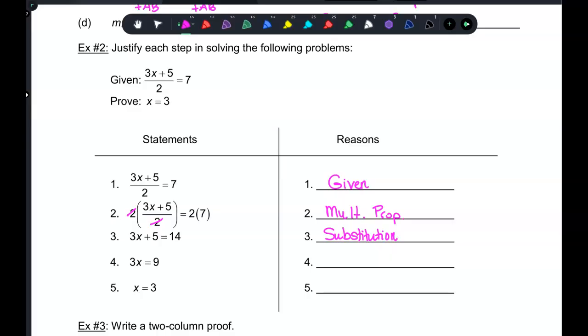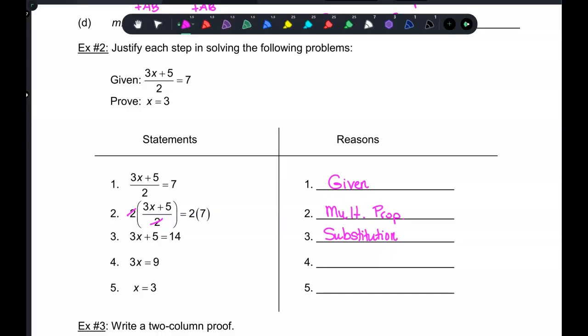Again, it's like we haven't changed. Notice this 7 here became 2 times 7. I changed the actual value of it. But 2 times 7 to 14, I didn't change the value. I just replaced it with something equivalent. Aaron, why is it not subtraction? What would I have subtracted? That's going to be the next one.